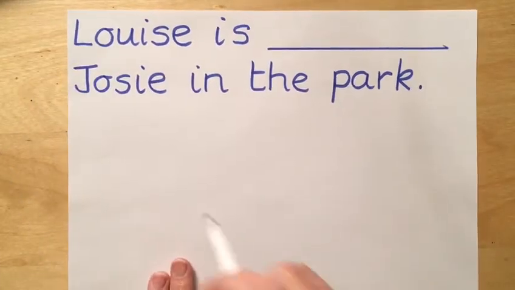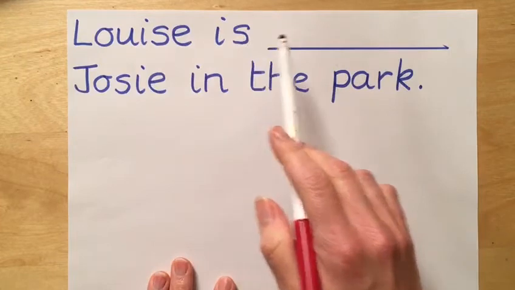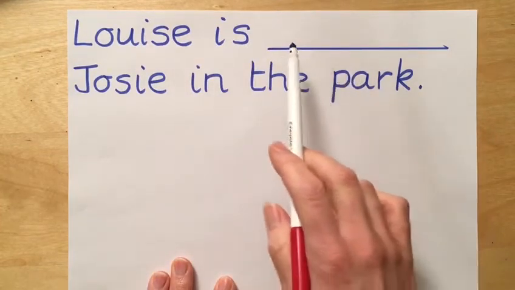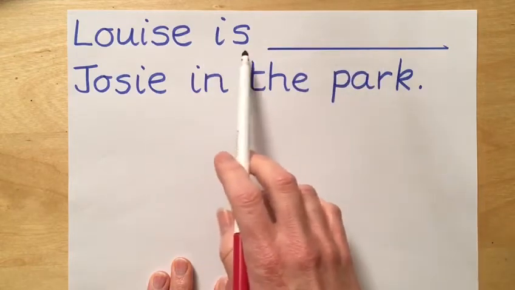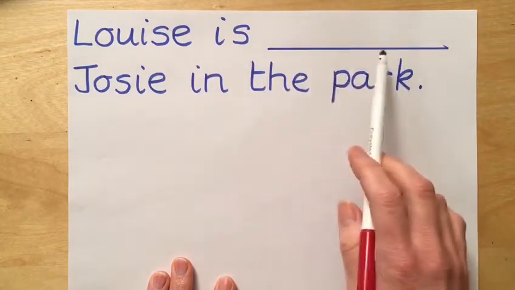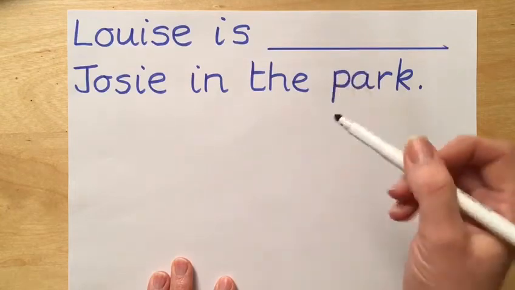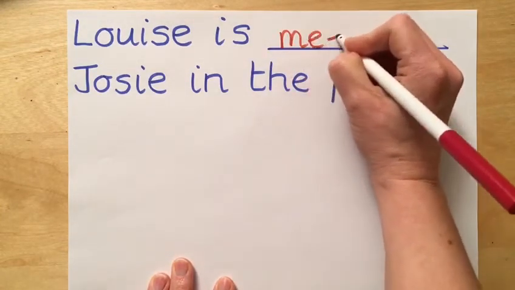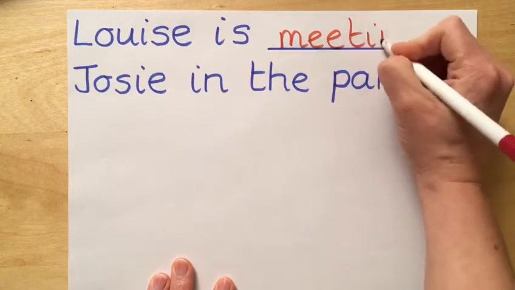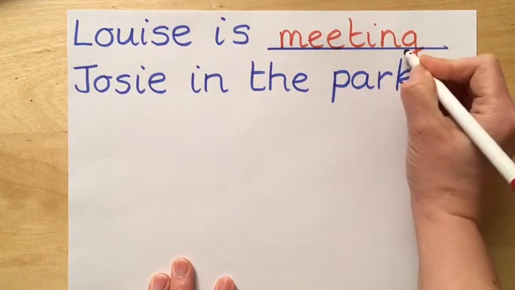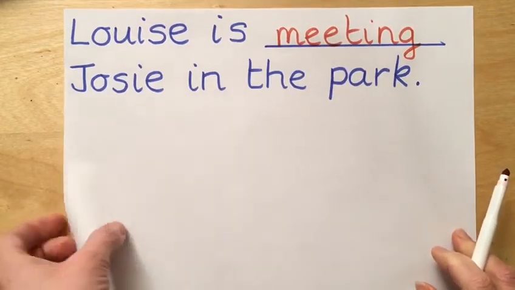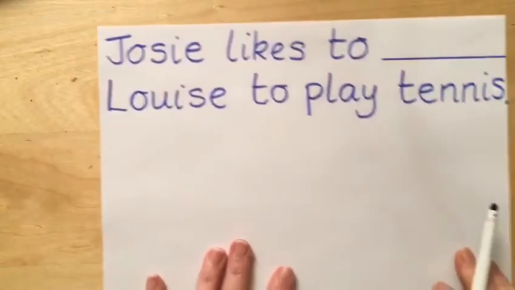Right. Louise is something Josie in the park. Right. Again, look at this word. That should be the clue. What word will go in there? Right. Louise is meeting. Meeting. So an ing. Meeting Josie in the park. Well done if you've got that one right. Okay, the next one.